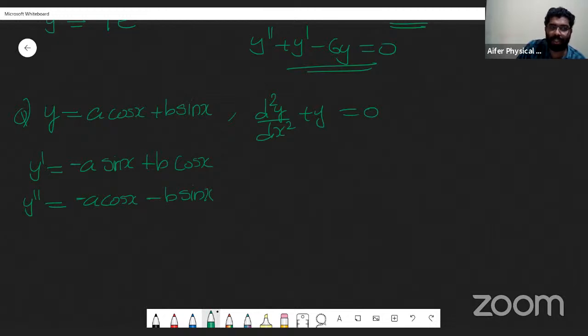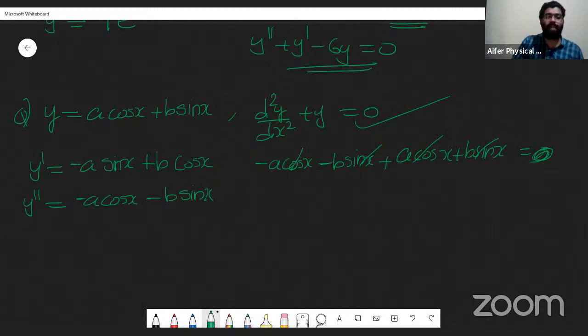If you substitute this back into this equation, y double prime, which is minus a cos x minus b sin x, plus y. What is y? This is a cos x plus b sin x. Equal to what? This will cancel, equal to 0. So this equation is satisfied, which means the given equation is the solution of our differential equation.